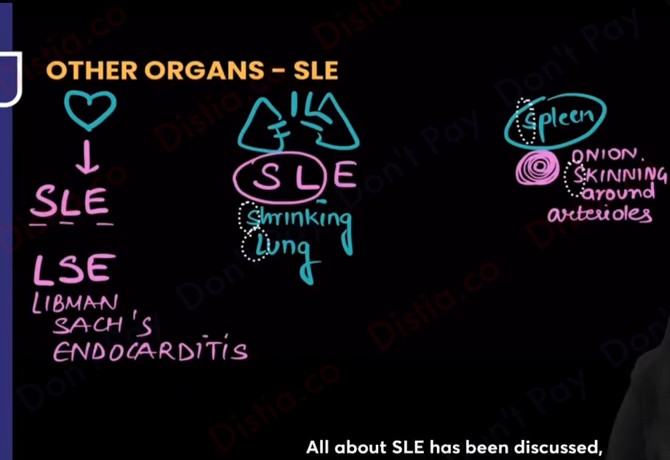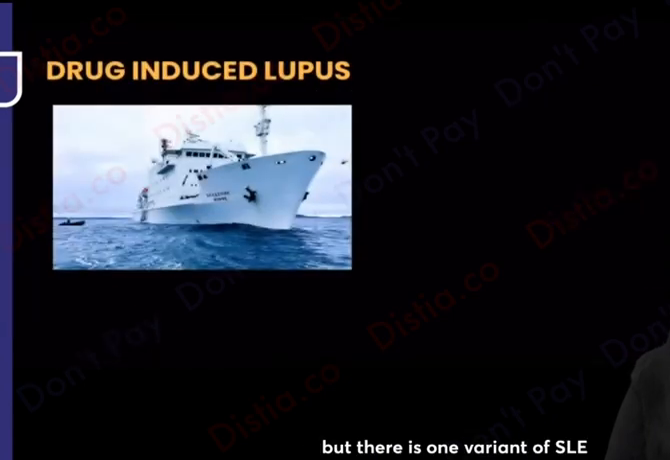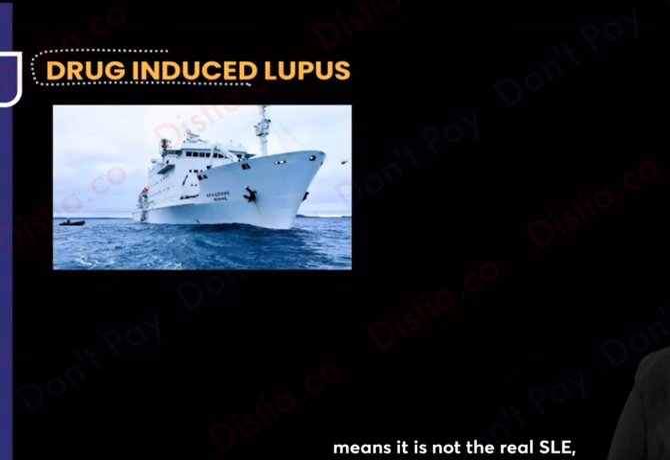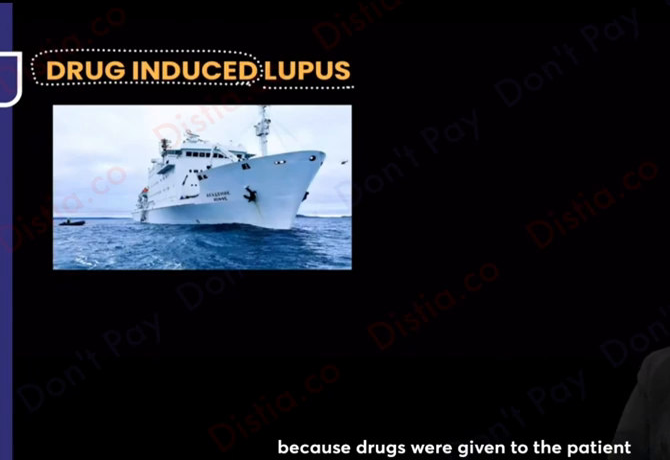All about SLE has been discussed, but there is one variant of SLE that all of you have to know, and that is drug-induced lupus. Means it is not the real SLE. It is something like SLE, and that has happened because drugs were given to the patient. And what drugs am I talking about? So I have written that in front of you.